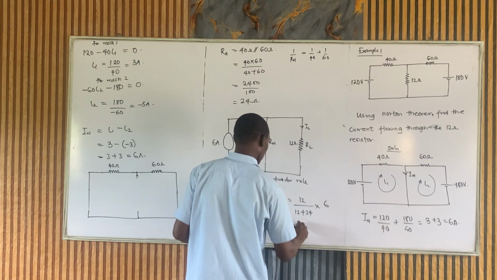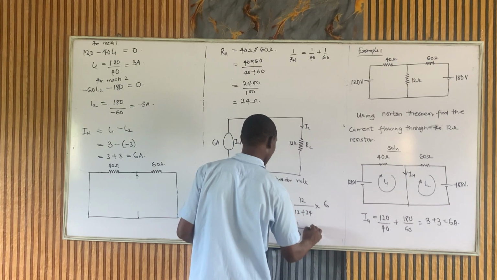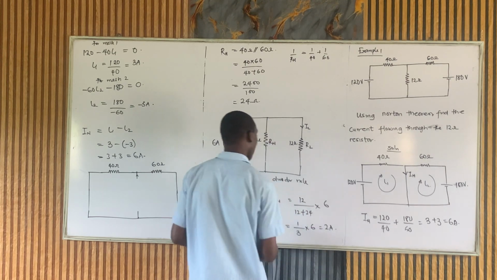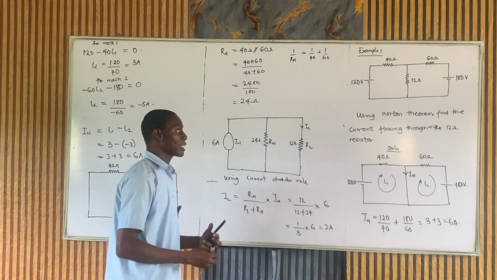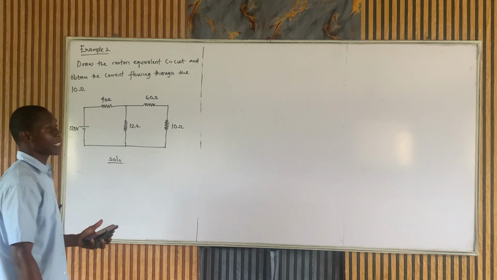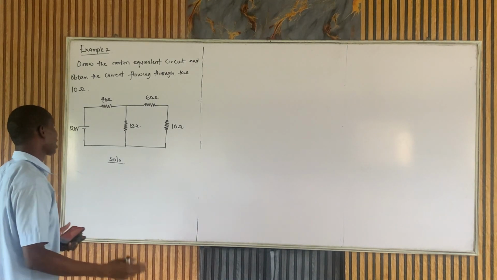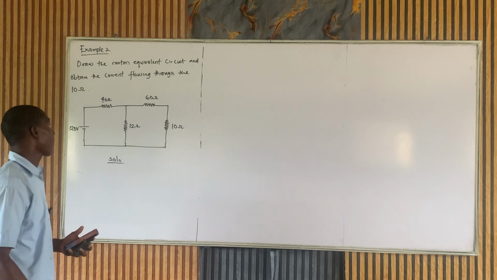This will be 12 over 36, that's 1 over 3 times 6, which will be 2 ampere. That is 2 ampere. So that's the answer for this question. Draw the Norton equivalent circuit and obtain the current flowing through the 10 ohm resistor.